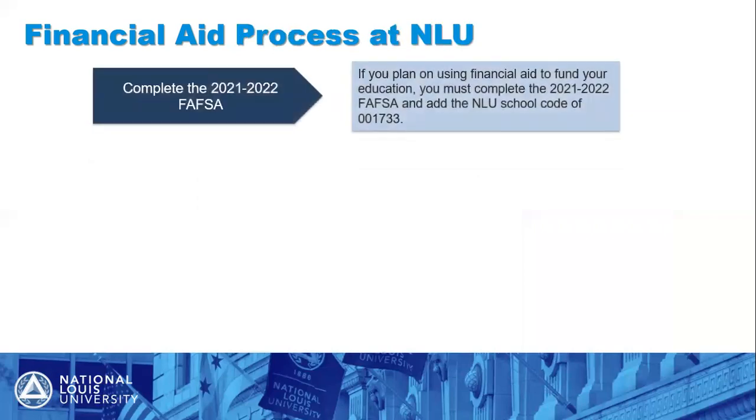All right, the financial aid process at NLU. So what you're going to do first is complete the 2021-2022 FAFSA. If you plan on using financial aid to fund your education, you must complete this step first. And you also must add the NLU school code of 001733. That school code is how we actually get the FAFSA information sent to us after you submit.